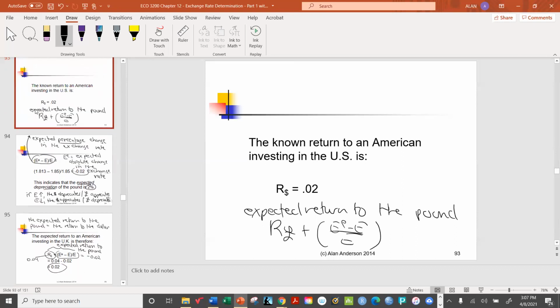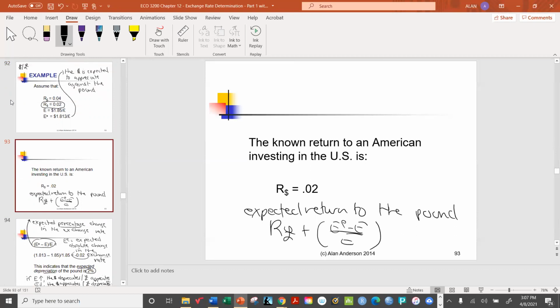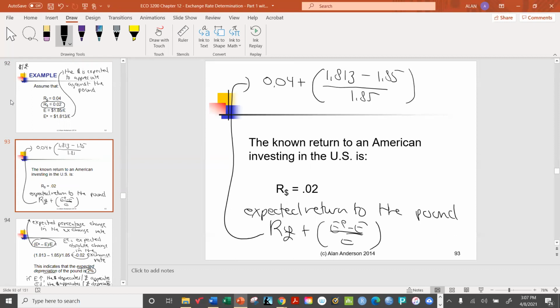So when we plug in those numbers, let me just go find them again. Here we go. The British pound rate of interest was 4%. Now, normally that by itself would tend to attract investors to switch from dollars to pounds. But watch this. EE is only 1.813, meaning we expect a stronger dollar. Now, remember in the last example, we saw that when the dollar gets stronger, that reduces our returns to holding pounds. So if you calculate the value in the parentheses very quickly, 1.813 minus 1.85 divided by 1.85, that's exactly negative 2%.